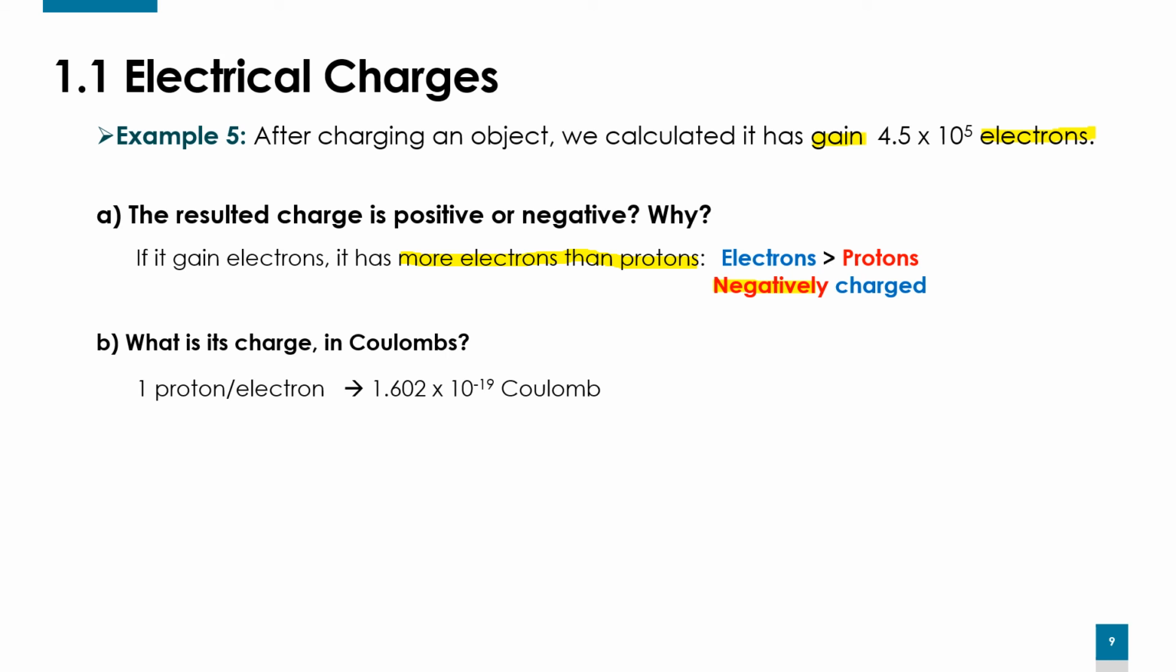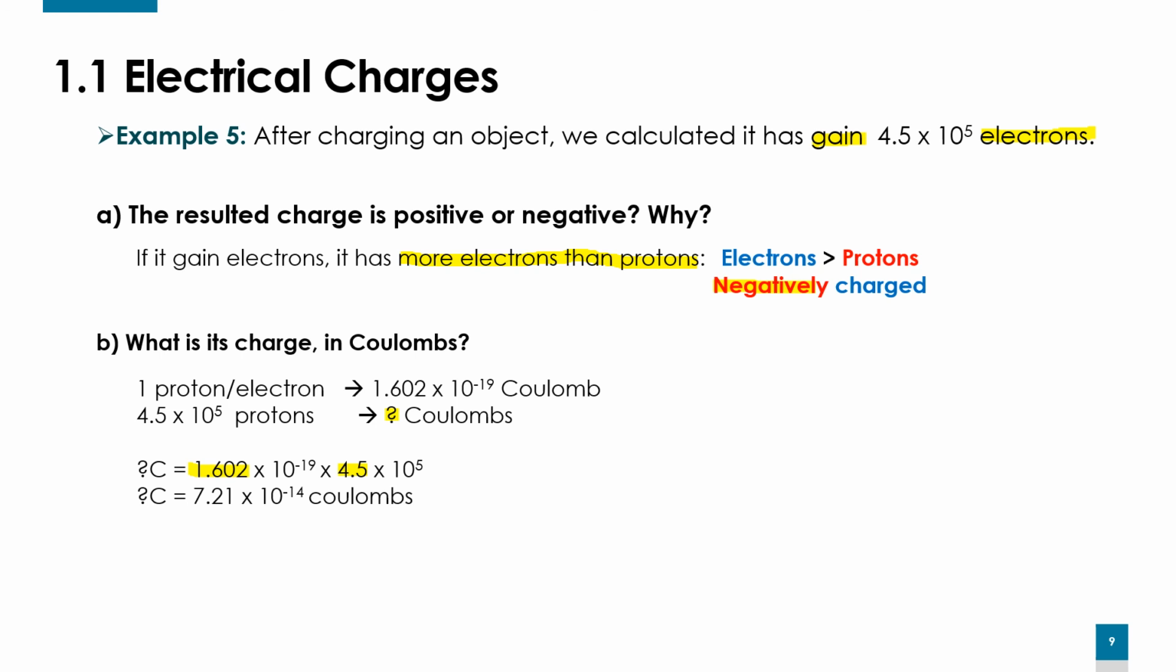So this is given for you, you don't need to memorize. But now I have 4.5 times 10 to the power of 5 electrons or protons, doesn't matter, okay? So how much do I have in coulombs now? I have 1.602 times 10 to the power of minus 19 times 4.5 times 10 to the power of 5, okay? So first, the number 1.602 times 4.5. So I get 7.21, if you can check, okay?